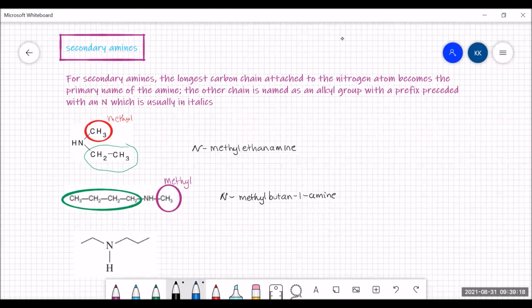Let's have a look at this next example. What about if we're looking at a skeletal formula? Again, simply a matter of choosing the longest carbon chain, working out what's attached. So this time it's an ethyl, and our longest chain is 1, 2, 3. So that's propan-1-amine. So this is N-ethyl propan-1-amine.